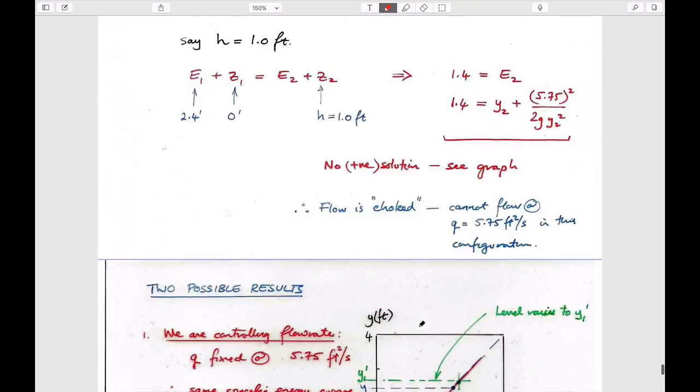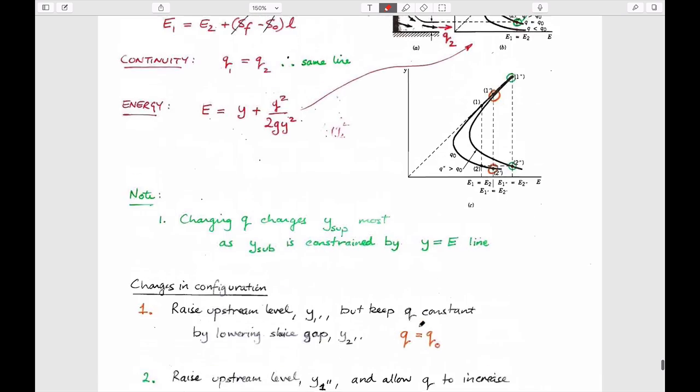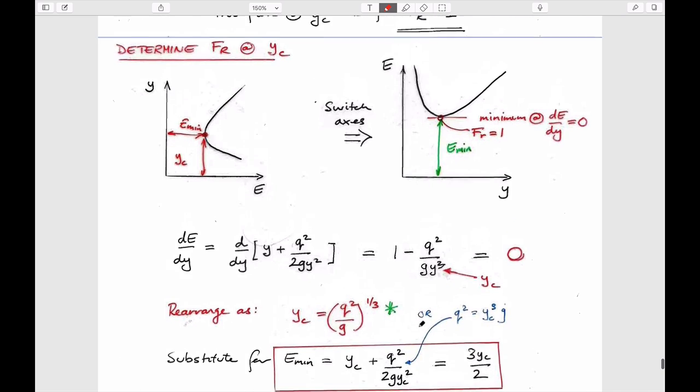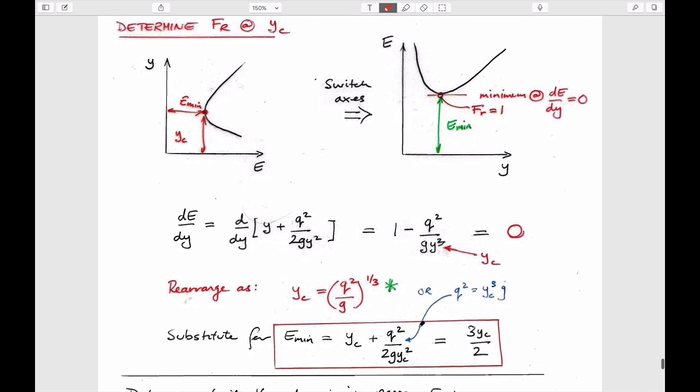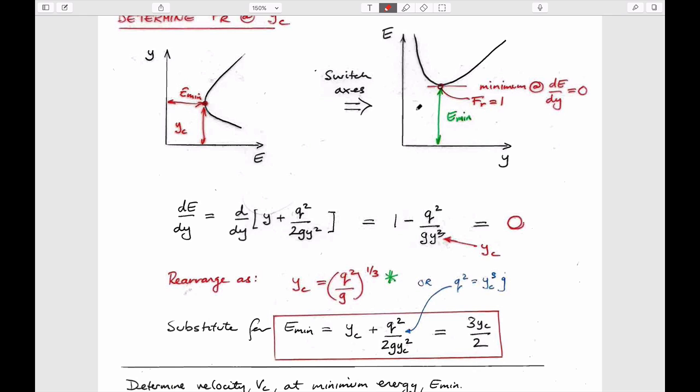Maybe I'll slip back to this, to where it is, which is really not much further than we were, which is this. And we can have a couple of standard results. And the two standard results are that the place where this minimum energy exists, so it's right on the nose here, is this point here. And it turns out that that is a place where the Froude number is exactly equal to 1.